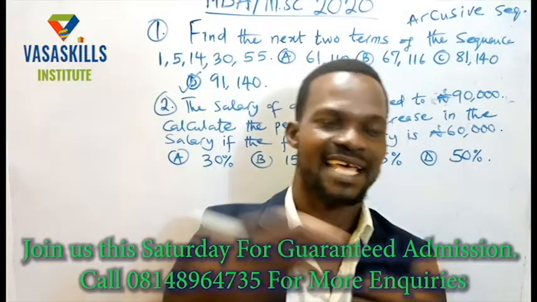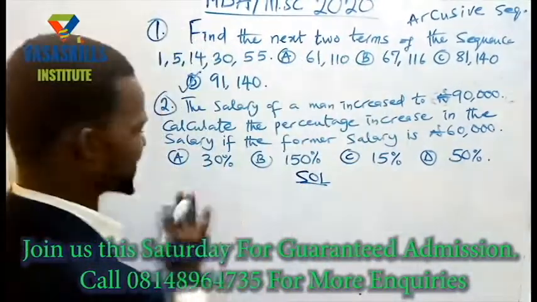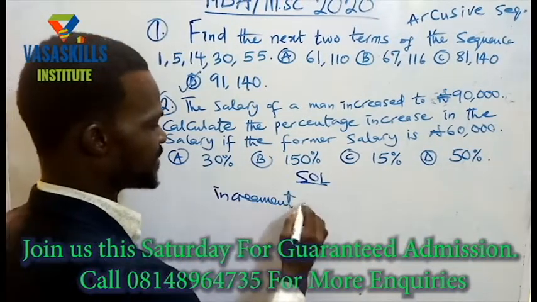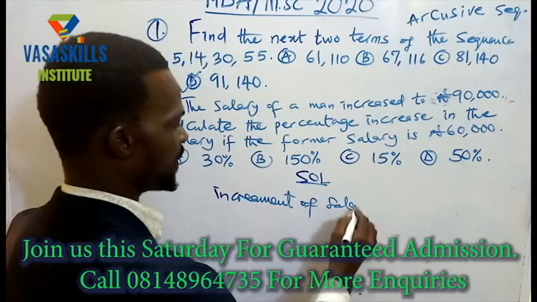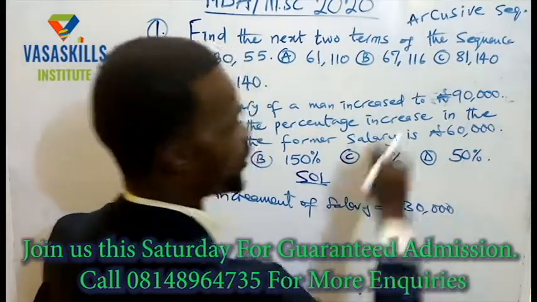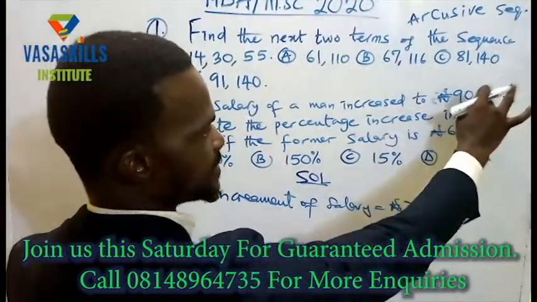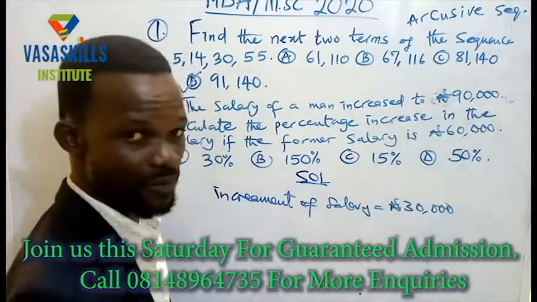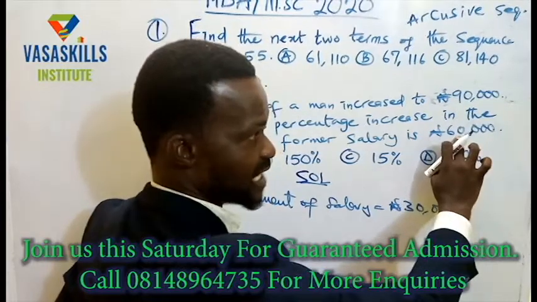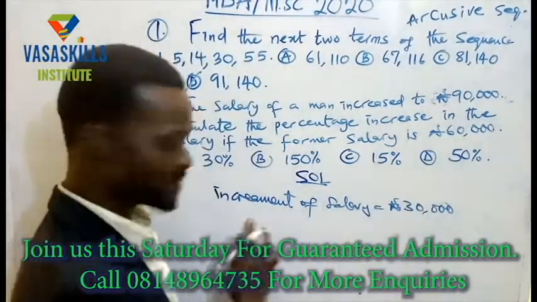The difference in the salary is 90,000 minus 60,000, which is 30,000. That difference is called the increment. The increment of salary is 30,000. Of course, we know it's the difference between what? The initial salary deducted from the final salary, because the final salary is now 90,000. It was being paid 60,000 before. The salary was increased to 90,000, so it was increased by 30,000. That is the meaning of increment.